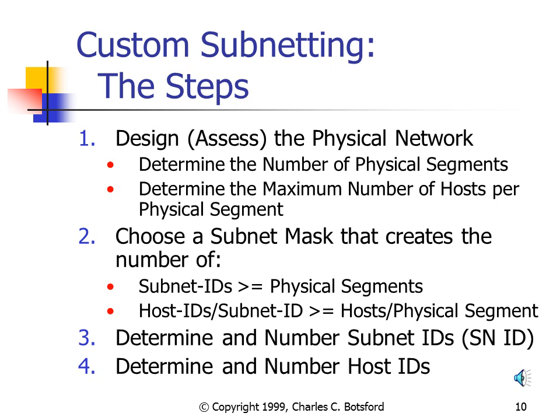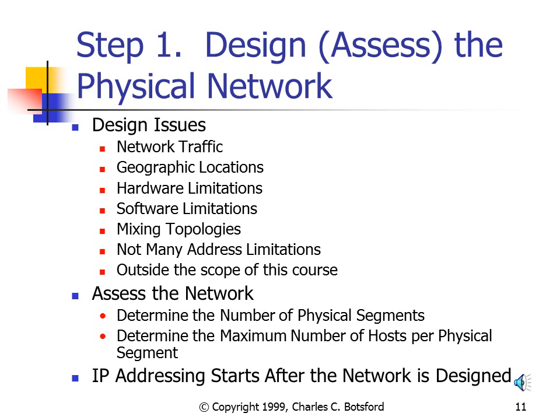Then, step 3, we have to determine and number our subnet IDs, because they will be used when we sit down and number the actual host addresses. The first step of custom subnetting is always to design or assess the physical network. Now, there are many design issues as far as the network traffic, the geographic locations, the hardware and software limitations that may come into play, and really designing a network is outside the scope of this course.